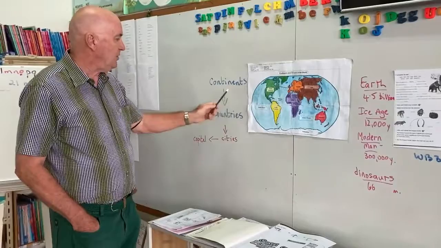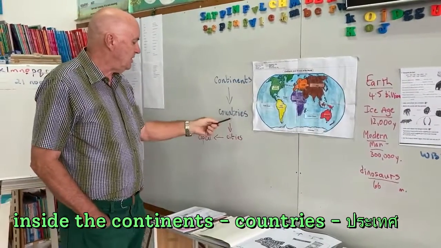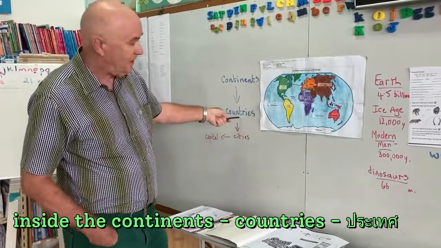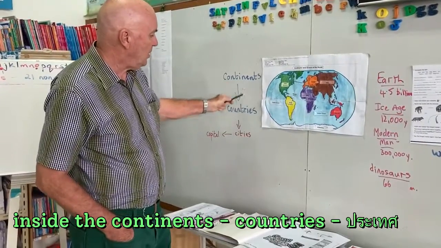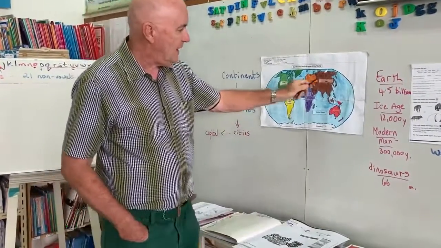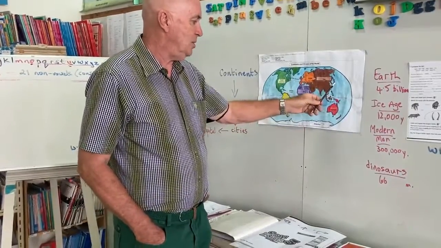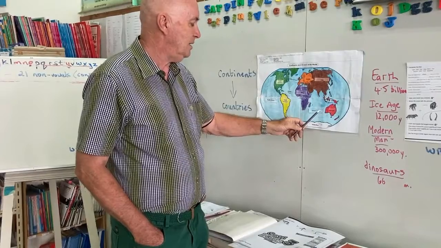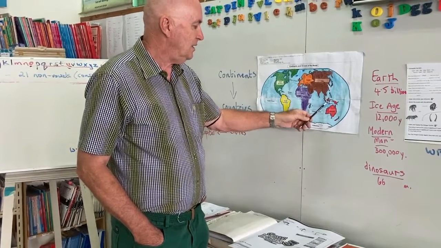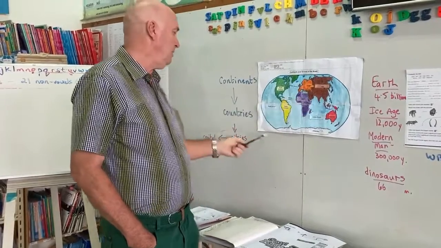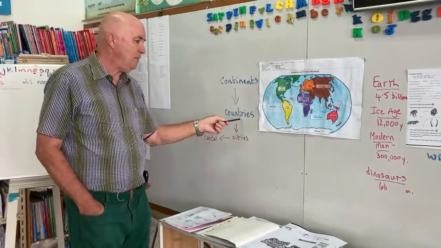So we have our continents, inside the continents, we have countries. When people come along, they make countries. So one continent has many countries. Our continent of Asia has Japan, India, Indonesia, Thailand here, China here, and so on. So inside the continent are many, many countries.